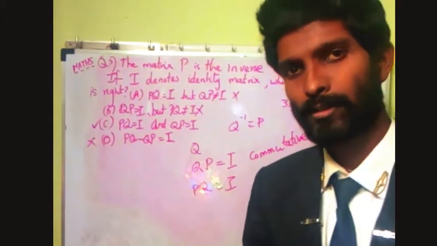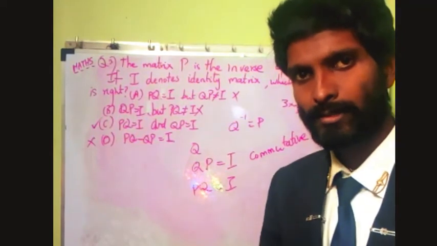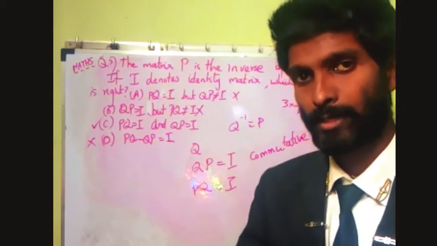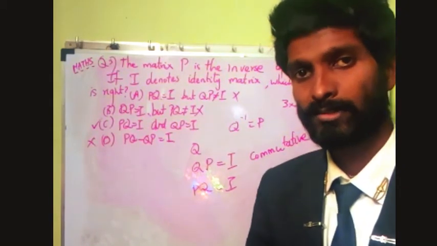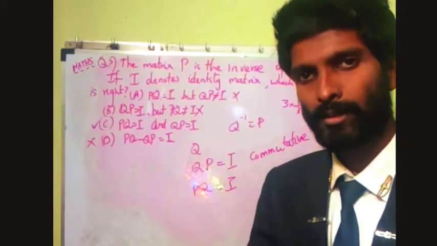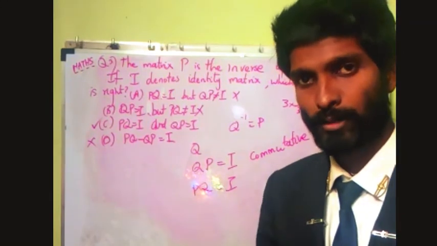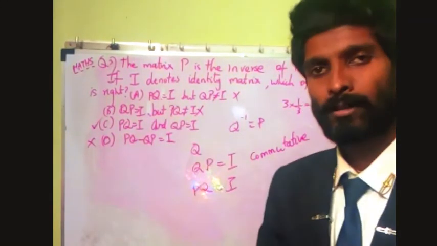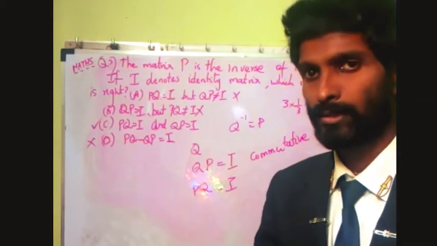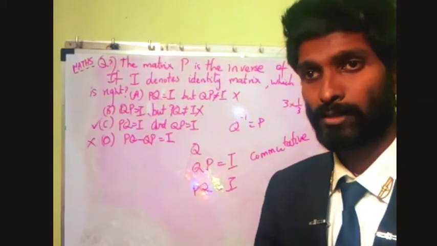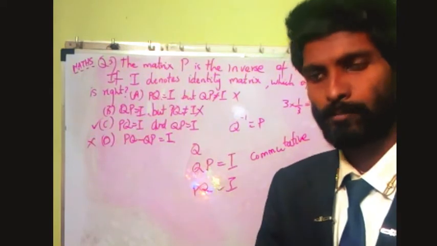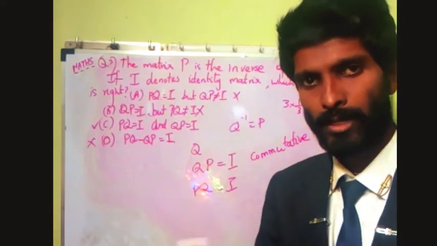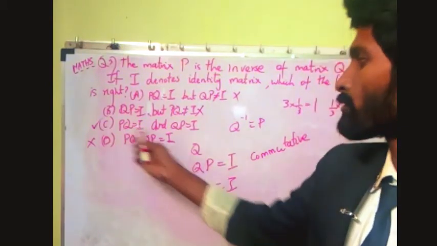Just know about the multiplication of an inverse and the actual number. 3 is a number and its inverse is 1 by 3, which gives 1. If we change the place, 1 by 3 into 3 will also be equal to 1. In the same way, Q is a matrix, and Q inverse is equal to P, because they say the inverse of the Q matrix is P. So if you multiply Q into P, it is equal to I, and if you change the position, P into Q will also be equal to I. So automatically these two are right.